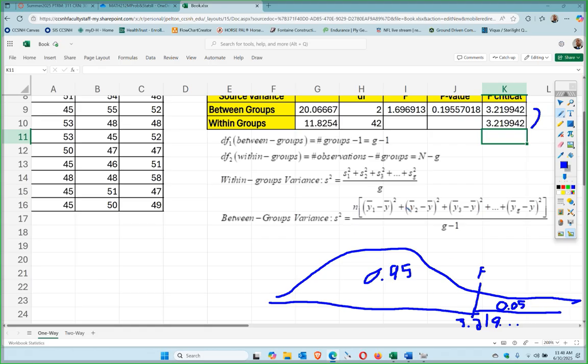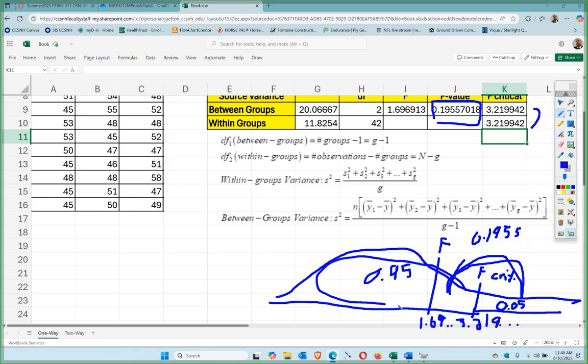But our F is 1.6, and our F critical was 3.219, so basically we didn't make it into the rejection region. Also, this total area right here is 0.1955. So this is the expected range of samples, basically. Our samples fell within here, so we cannot argue that there is a difference within the means of the groups.